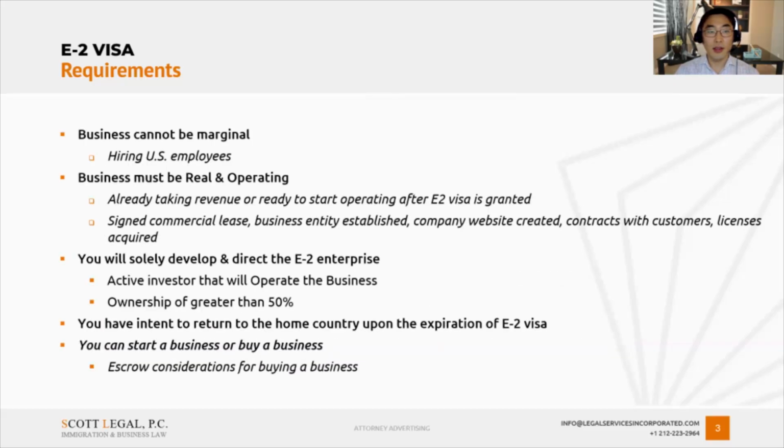The next requirement: the business cannot be marginal. This is the whole point of why the US government gives out the E2 visa to foreign nationals. The E2 visa is supposed to create jobs and contribute to the local economy in the United States. So if an E2 business is barely making enough income to cover the E2 investor's and his family members' living costs, then obviously the government would not like it.